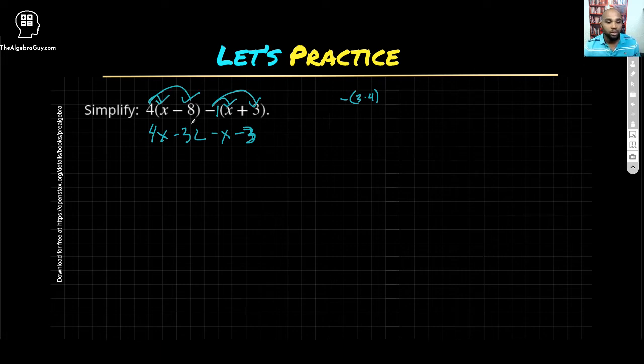All right, we're not done with this because we can combine our x's. 4 and a negative, this is a 1 here, it's understood. So that's going to be 4 minus 1, which is 3x. All right, so done with that one. And I got negative 32 minus 3 more. So negative 32 minus 3 more is a negative 35. And we're done with that.